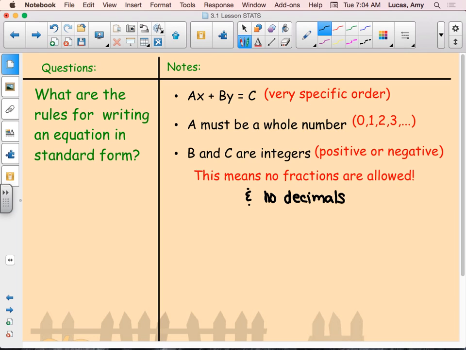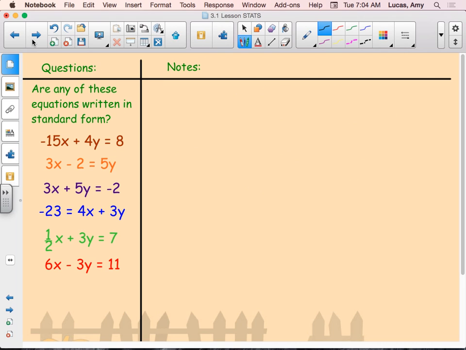So A, B, and C. A is a whole number. That means that it's positive only. B and C are integers, so they could be positive or negative. Okay. Here are 6 examples. And the question is, are any of these written in standard form? And if they're not written in standard form, you should be able to explain what the problem is.